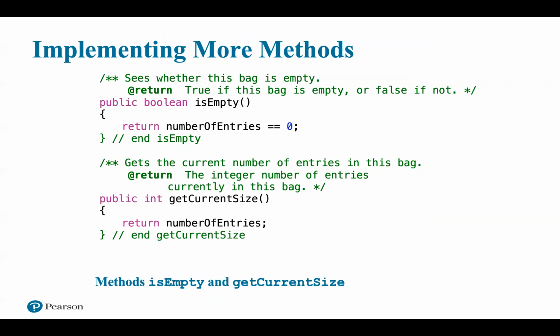Let's talk more about implementing more methods. Now that we can add objects to a bag, we can implement the remaining methods, beginning with the easiest ones. We will postpone the definitions of remove until we see how to search a bag. The methods is empty and get current size have straightforward implementations, and so you can see that in the text on the chart.